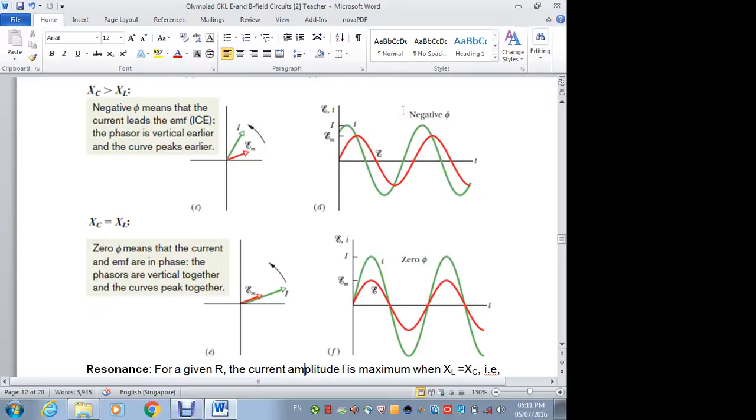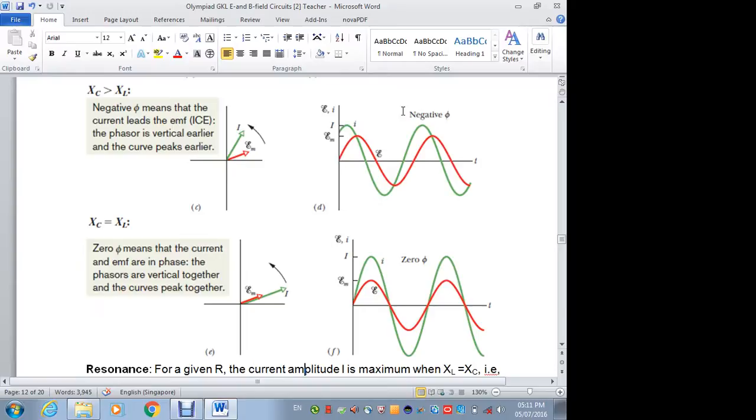So yeah, XL equal to XC. Then you can see that if XL equal to XC, the two components VL and VC will cancel out because they are the same value. So I and EM will be exactly in phase, because I will just follow R only. This is the term given whereby the current is largest, because the impedance is the smallest.